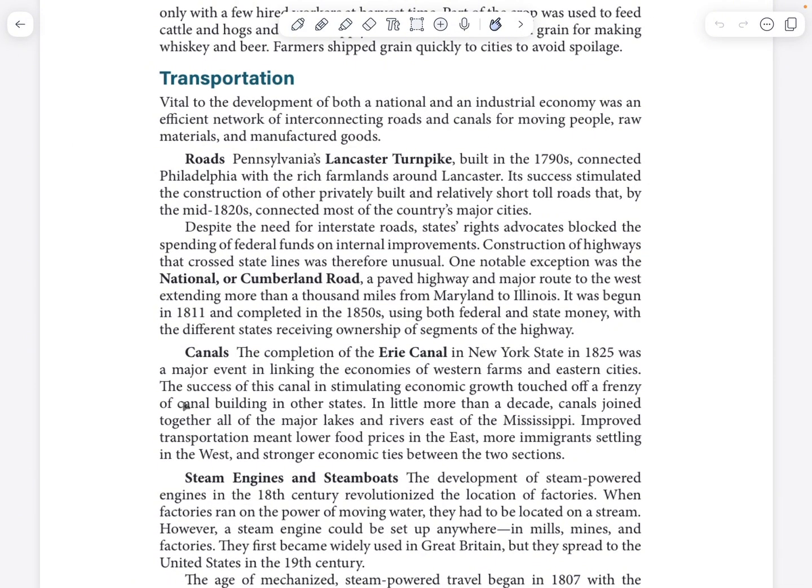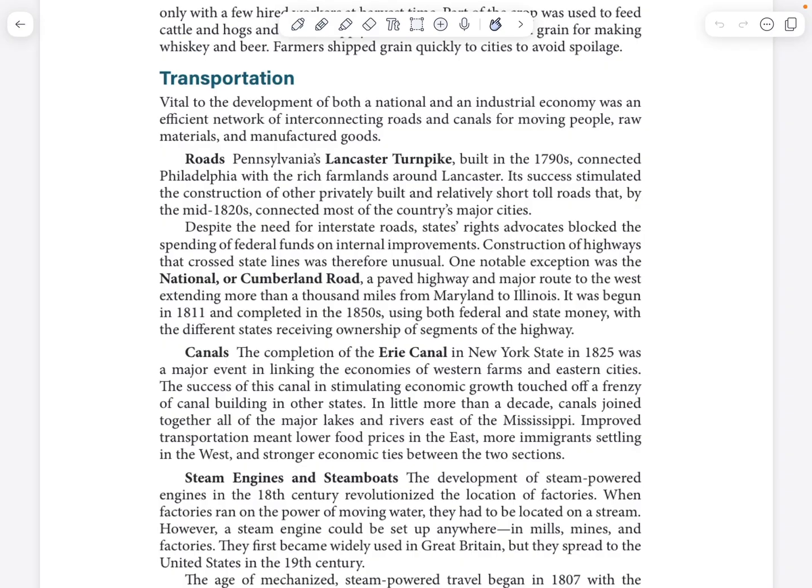Transportation. Vital to the development of both a national and an industrial economy was an efficient network of interconnecting roads and canals for moving people, raw materials, and manufactured goods. Roads. Pennsylvania's Lancaster Turnpike, built in the 1790s, connected Philadelphia with the rich farmlands around Lancaster. Its success stimulated the construction of other privately built and relatively short toll roads that, by the mid-1820s, connected most of the country's major cities.